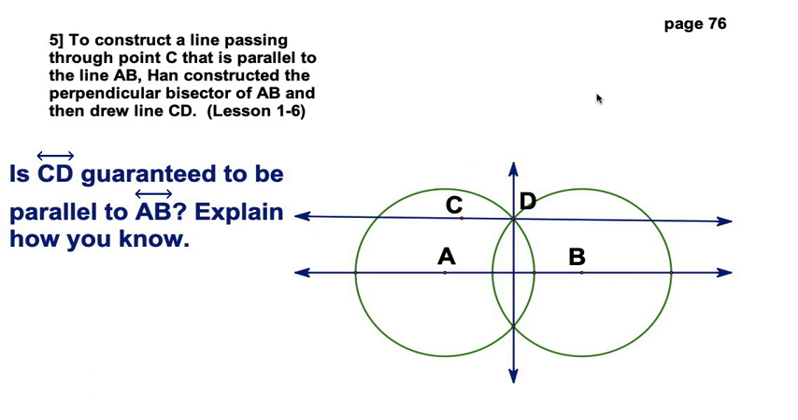So Han constructed this perpendicular bisector of AB, for what reason I don't know, and then just put this random point C in there. Is that guaranteed to be parallel? Heck no. A couple things. I'm not crazy about this type of perpendicular bisector construction. I'd prefer the center at A passing through B. I know some people teach it this way.